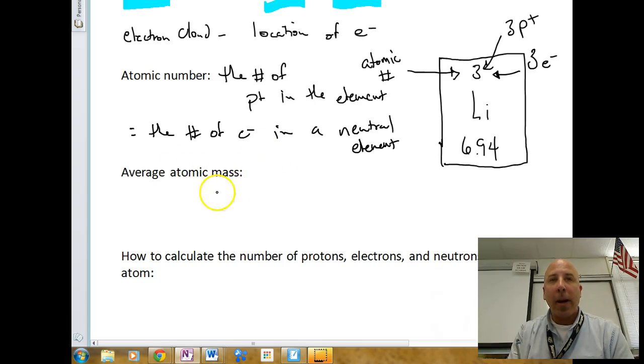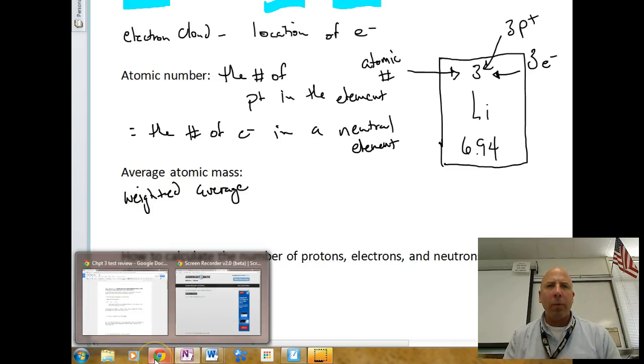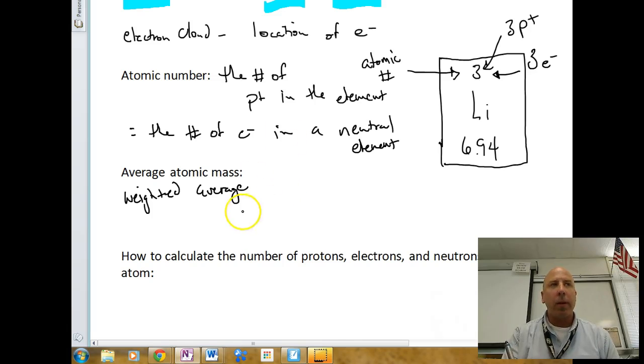And the average atomic mass is a weighted average. What we mean by a weighted average is something very similar to how we weight your grades in this class. If you're in chemistry class with me, 55% of your grade is tests, quizzes, and projects, and 20% of your grade is labs, and 10% is classwork and homework, and 15% is the final. So we average the different isotopes' mass, and we'll talk more about that in the coming days.